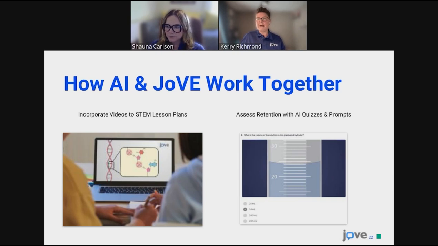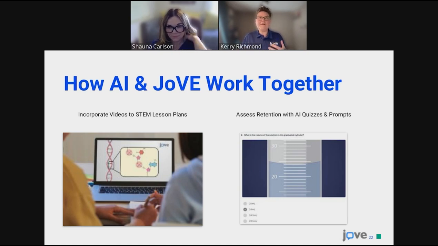Okay, so as far as how AI and Jove can work together, just like what we talked about already, you're going to use the AI to create lesson outlines and incorporate the Jove videos in there for your teaching plans. You can design those hands-on experiments that are going to extend that learning beyond the video for you. And of course, like we did before, adapt for those different learning levels.